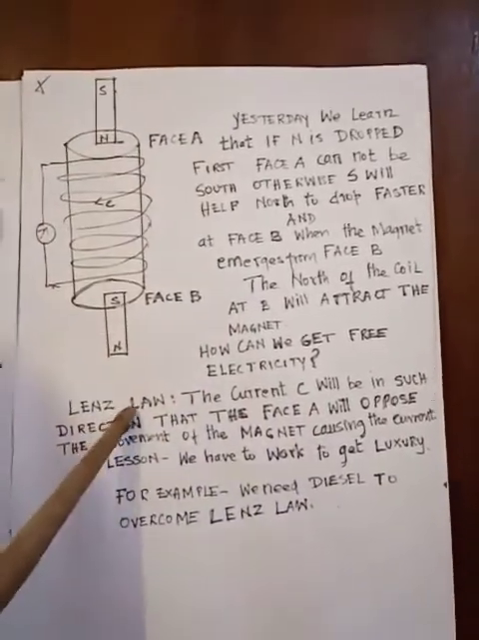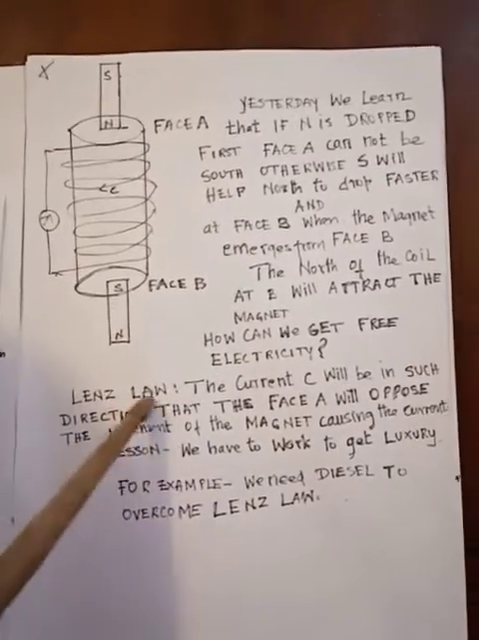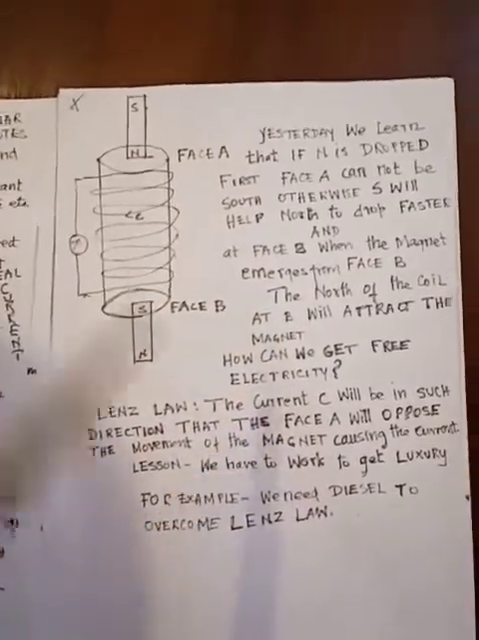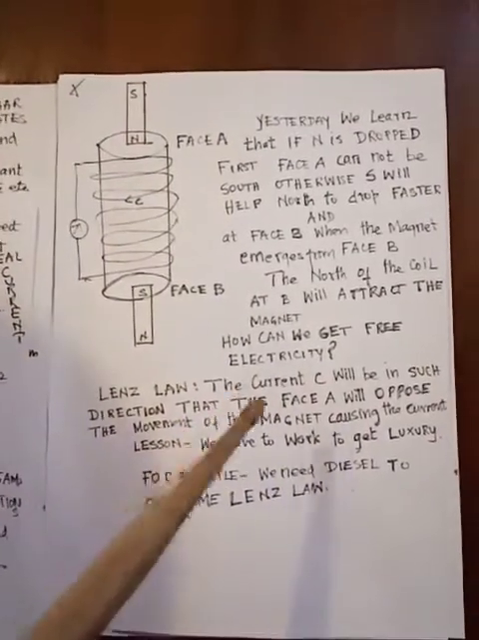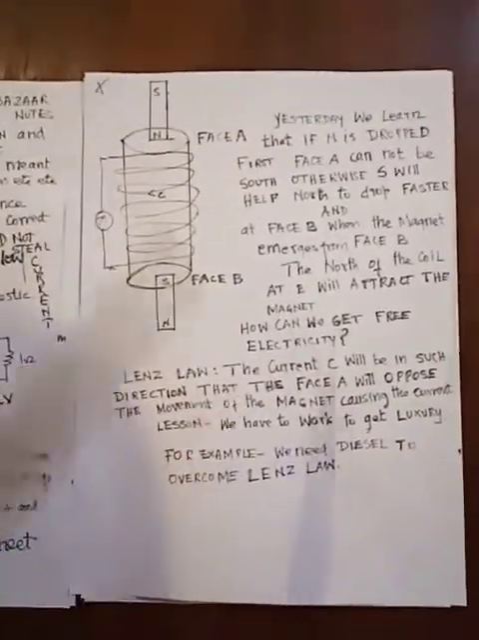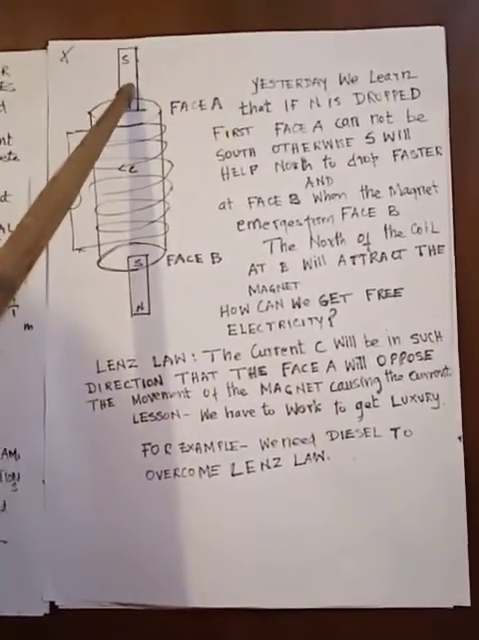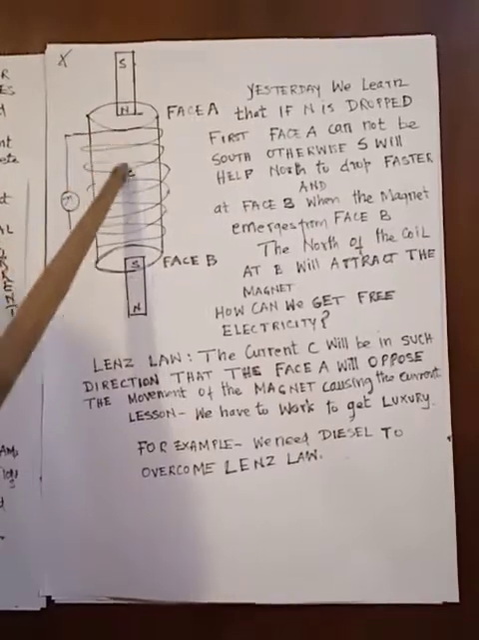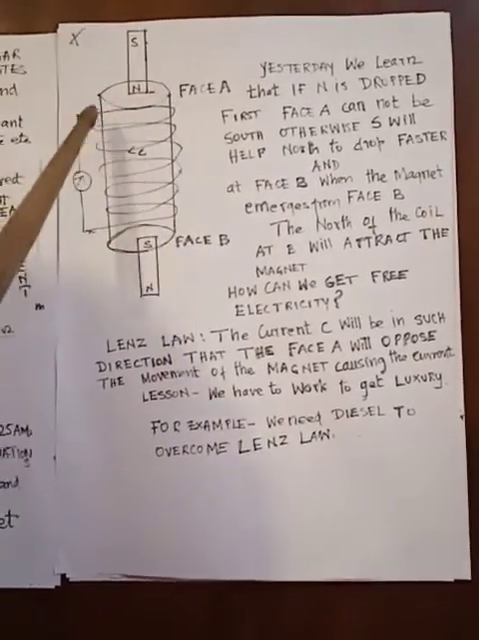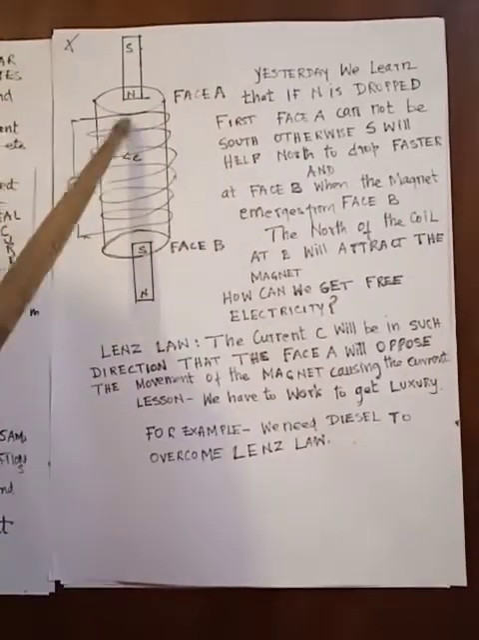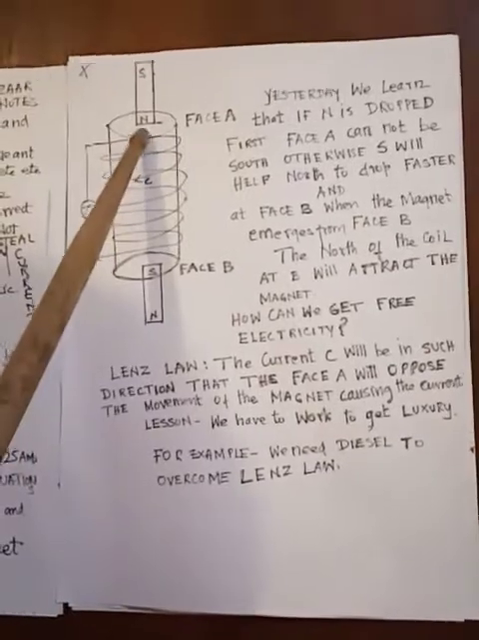So now Lenz's law comes into the picture. Lenz's law states that when we want to get electricity, we have to work hard. We need to struggle. We need energy. Which means if the North Pole is dropping through the coil, the current here should be such that this face repels. It will not allow the North Pole to come.